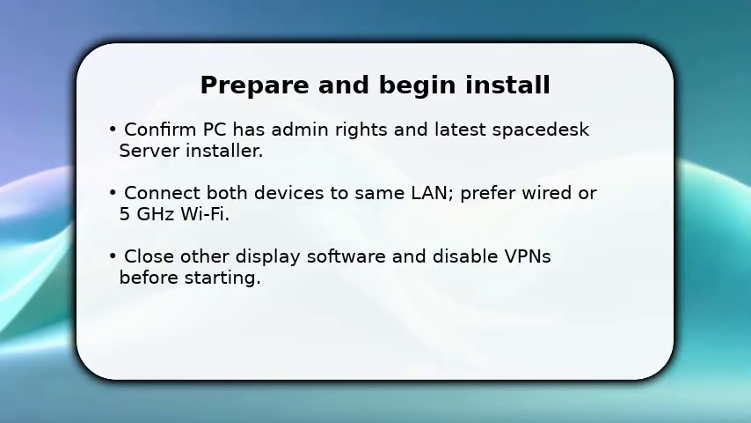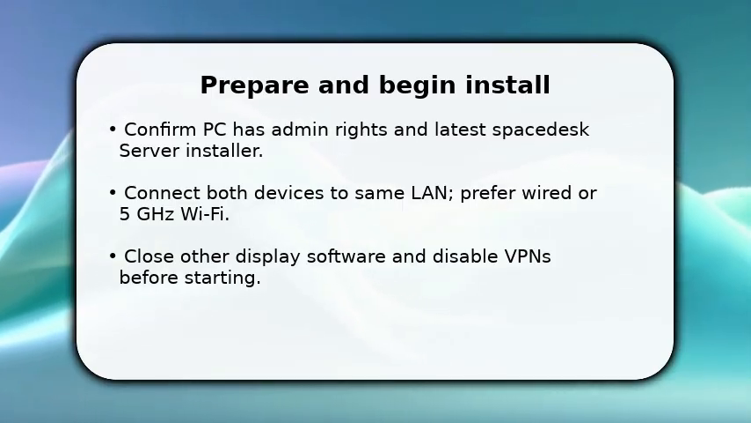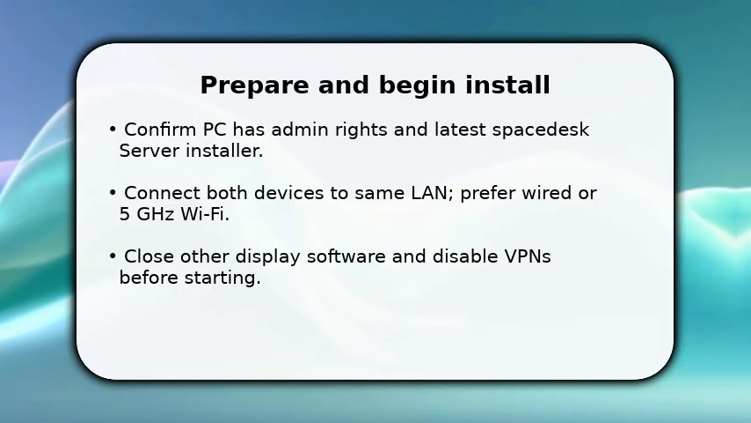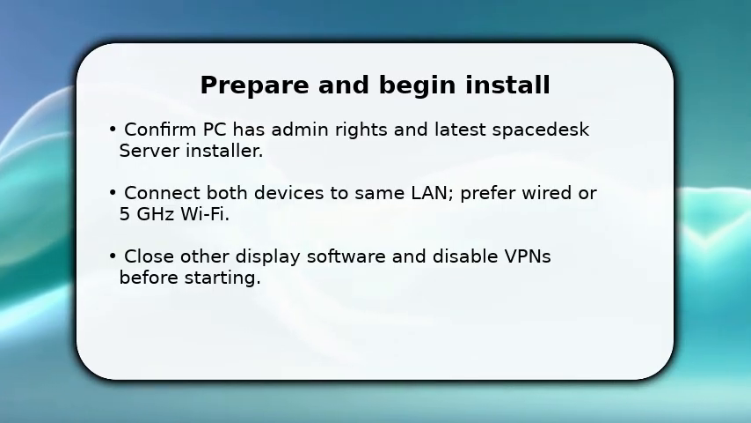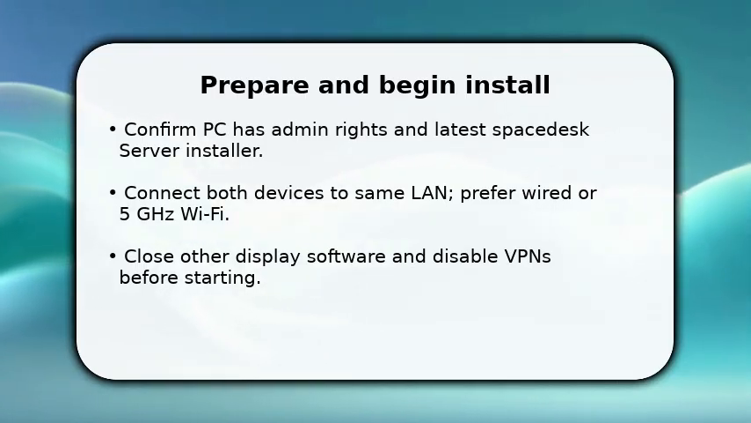You start by confirming admin access and downloading the latest Spacedesk server installer on the host. Once done, close remote desktop tools and any VPNs because they block discovery. Make sure both devices share the same local network. Wired or 5 GHz Wi-Fi reduces packet loss.